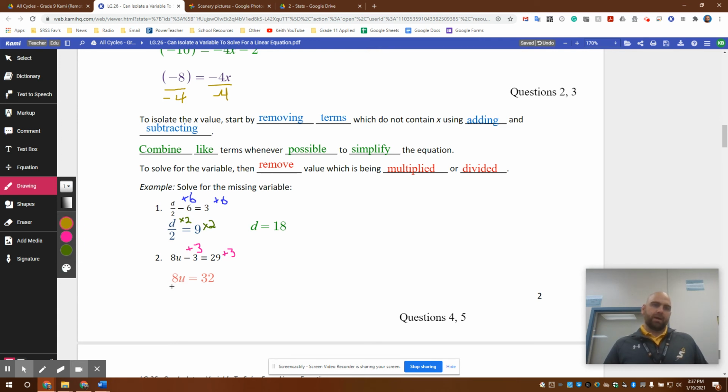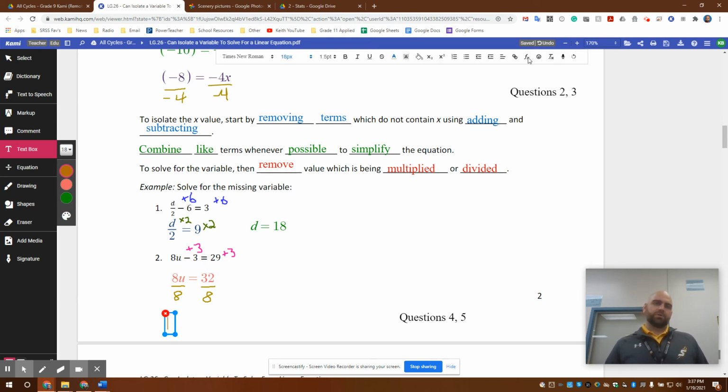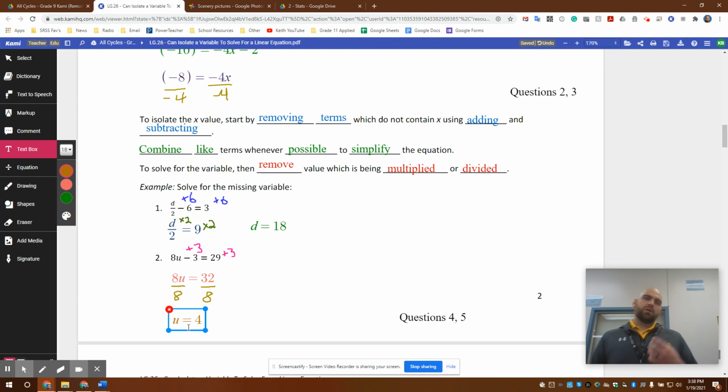And so now to get u all by itself, we need to divide both sides by 8. When we finish that, the 8's are going to cancel, which is going to get rid of those 8's, and u is going to be all by itself there. And on this side, 32 divided by 8 is just 4. And so our answer is that u is equal to 4. Therefore, u is our value that fits in here to get 29 on this side, just like on this side, 18 fit in for d to get the 3 on this side here.